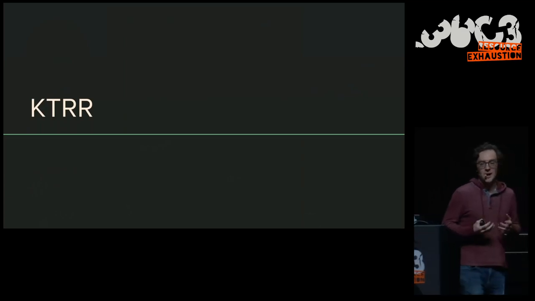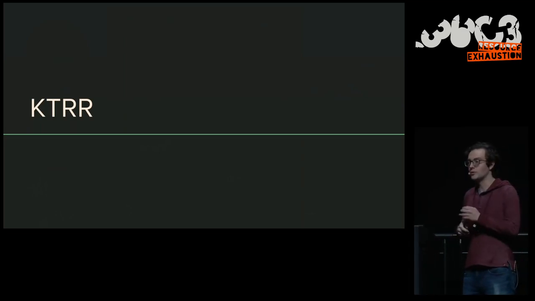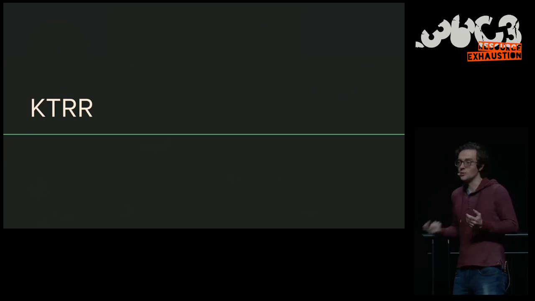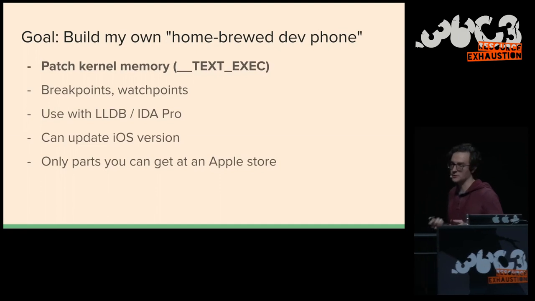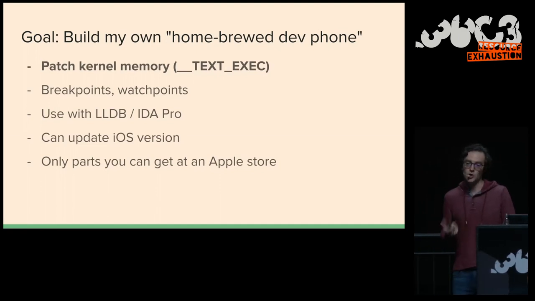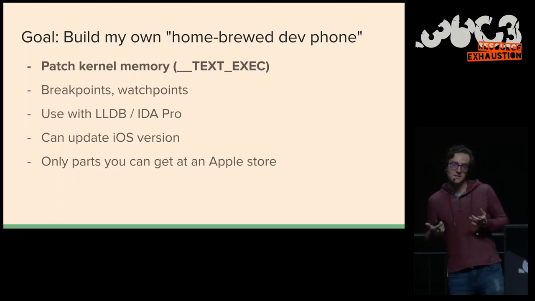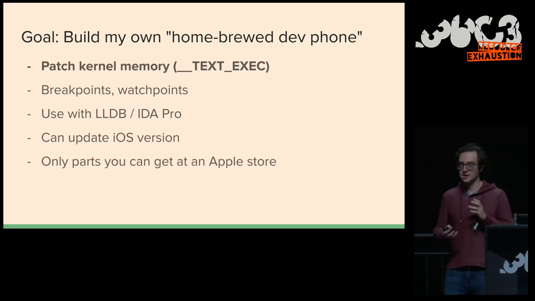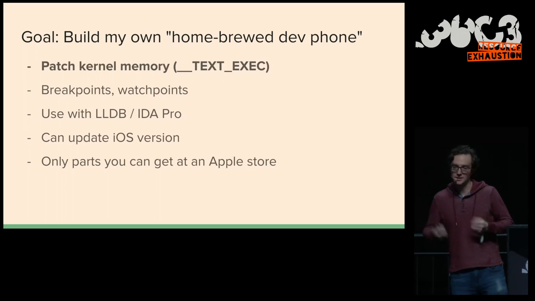So with that, let's talk about the main mitigation that makes kernel debugging on iPhone right now both really hard to do and also so important. And that's a mitigation called KTRR. If we look back at the list of requirements that I wanted in my homebrew dev phone, the very first item on this list was I wanted the ability to patch kernel memory, and in particular to patch the executable code. Now, normally, on most systems, this isn't actually that difficult. Once you have the ability to read and write kernel memory, you can just modify page tables, make some page in memory read, write, execute, stuff your shellcode in there, and you're basically done.